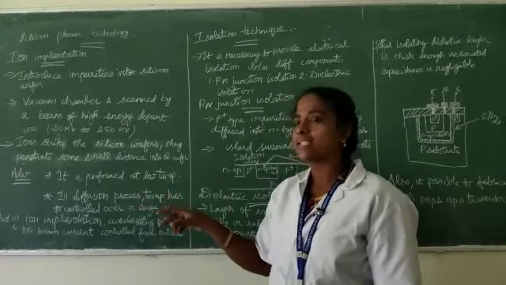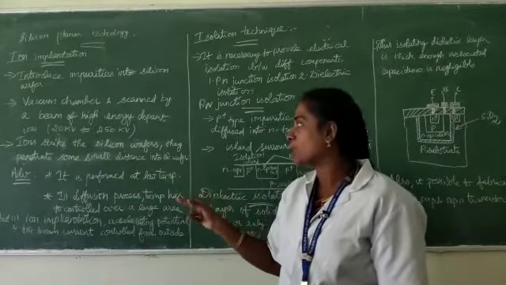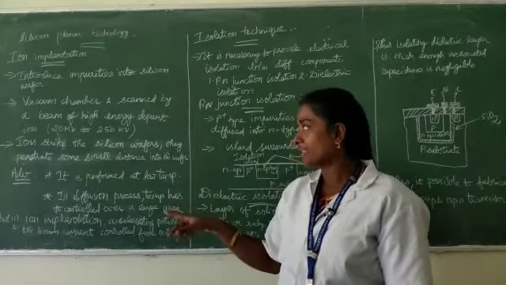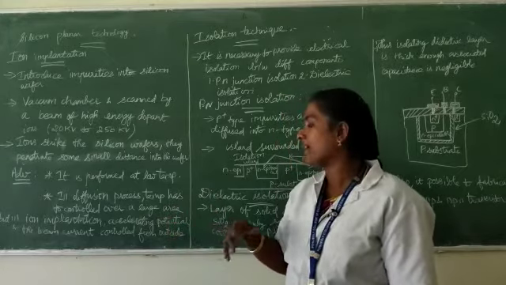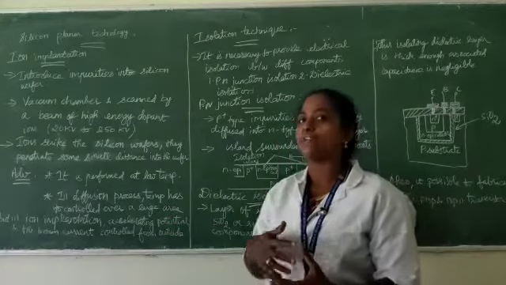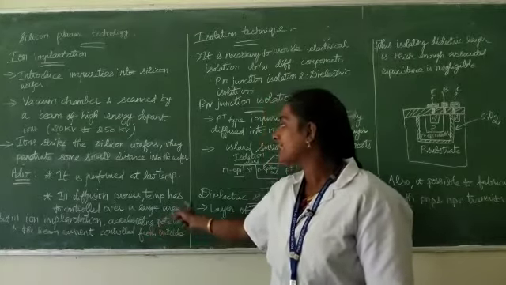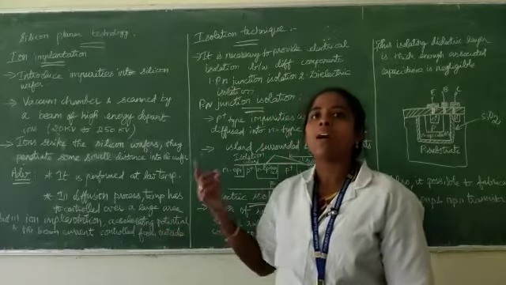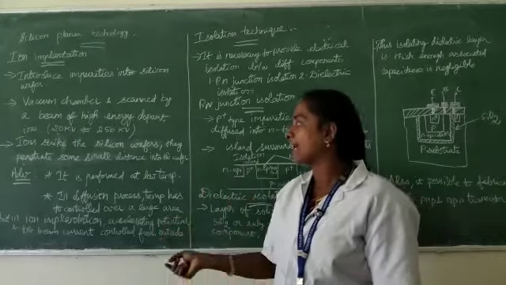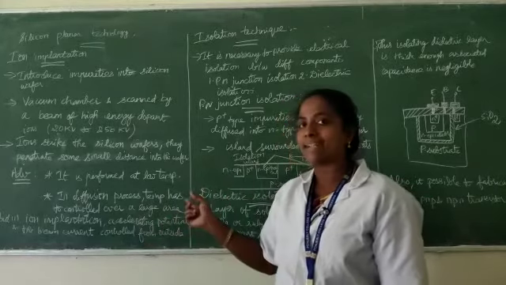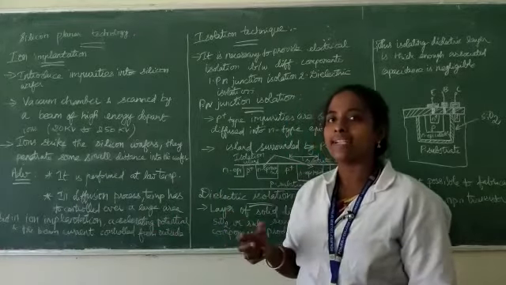The advantages of ion implantation: the first advantage is it is performed at low temperature. The second advantage is that the accelerating potential and the beam current can be controlled electrically from outside, that is externally, but in the diffusion process the temperature has to be controlled over a large area.